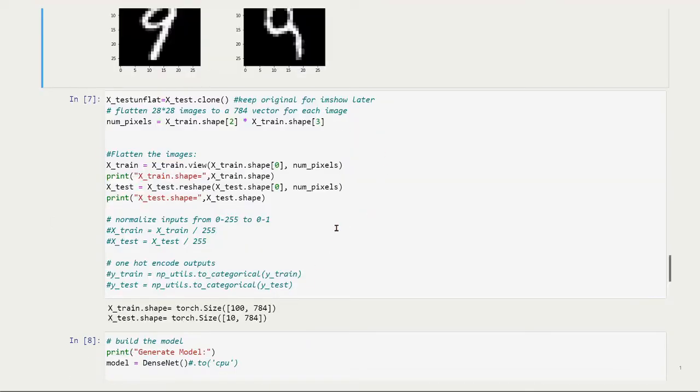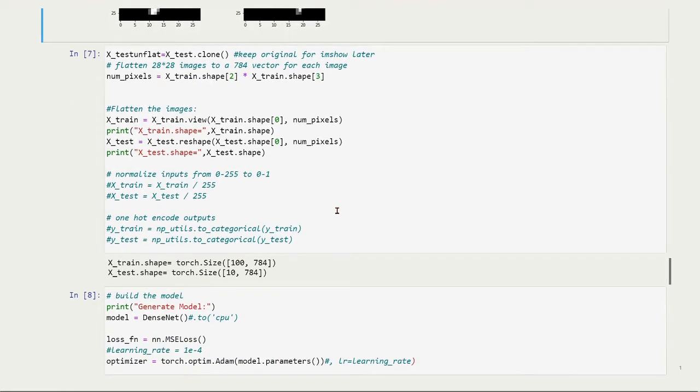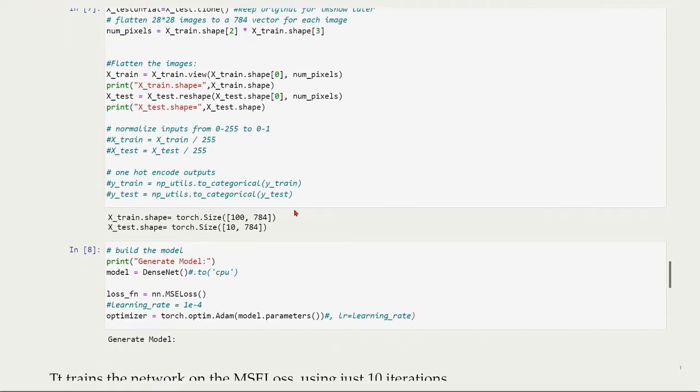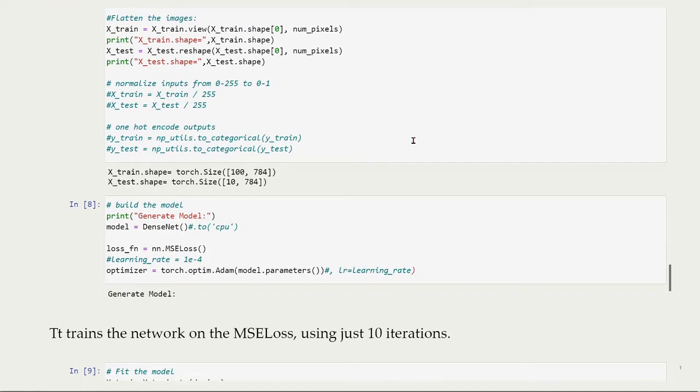Again, here we are flattening the images. It was 28 by 28 pixels, and we now have a vector of 784 samples for each image. For our training set we have 100 vectors with 784 samples, and for the testing set we have 10 vectors with 784 samples. So this is our training set and our testing set. We also did this before.